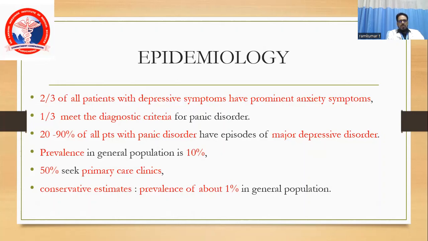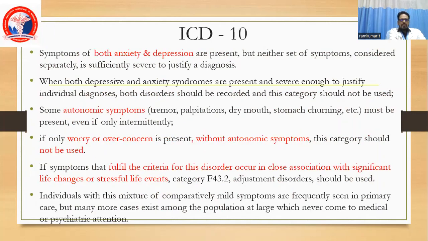Epidemiology. Two-thirds of all patients with depressive symptoms have prominent anxiety symptoms. One-third meet the diagnostic criteria for panic disorder. 20 to 90% of all patients with panic disorder have episodes of major depressive disorder. Prevalence in the general population is 10%. 50% seek primary care clinics. Conservative estimates put prevalence at about 1% in the general population.